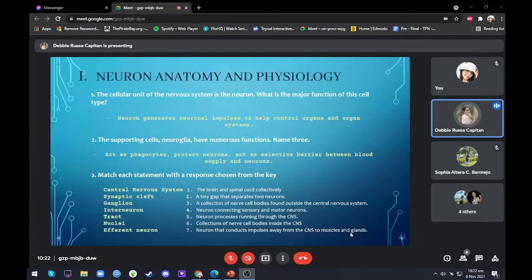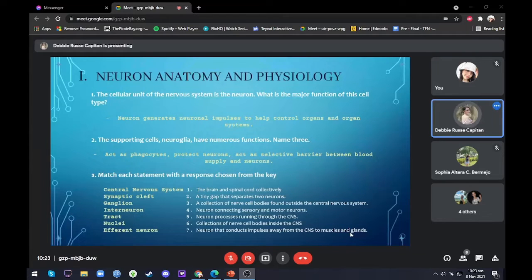Number 2, a tiny gap that separates two neurons. Our answer is synaptic cleft. Number 3, a collection of nerve cell bodies found outside the central nervous system. Our answer is the ganglion. Number 4, neuron connecting sensory and motor neurons. Our answer is the interneuron. Number 5, neuron processes running through the central nervous system. Our answer is tract. Number 6, collections of nerve cell bodies inside the central nervous system. Our answer is the nuclei.